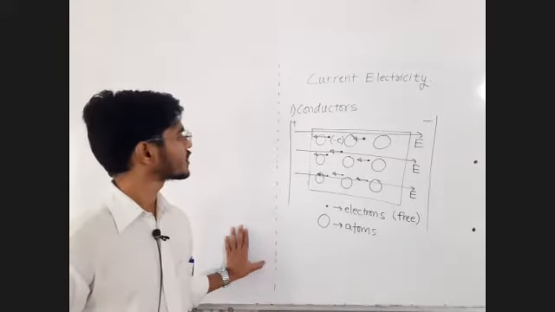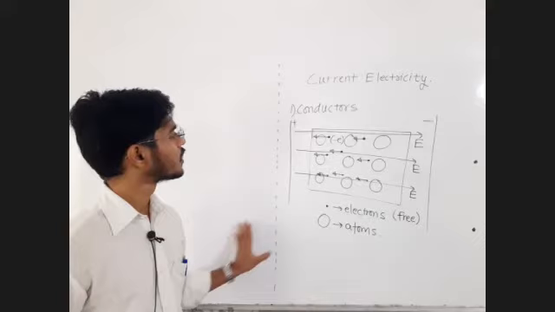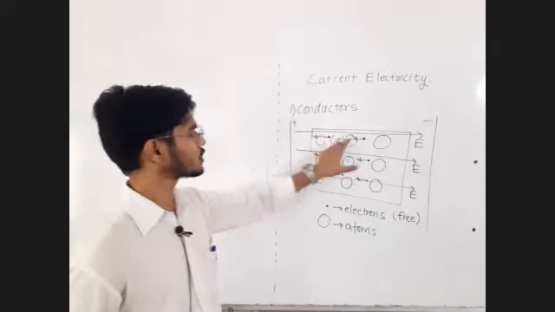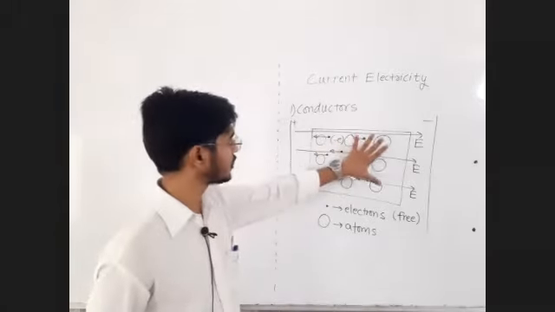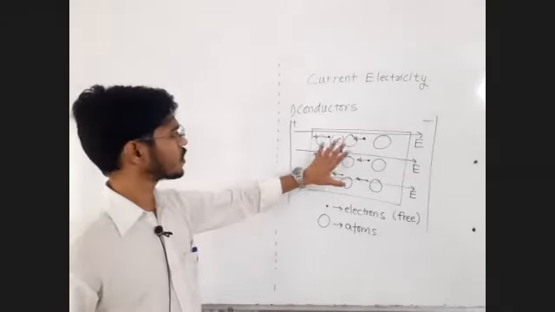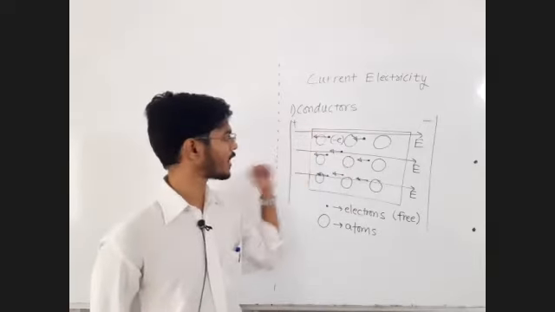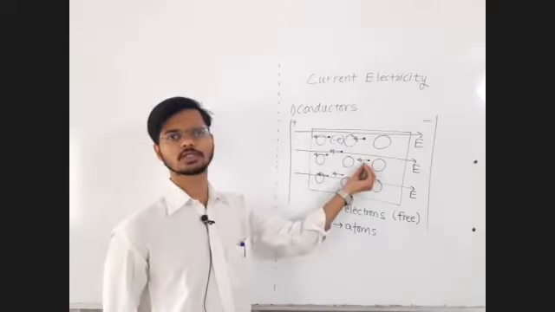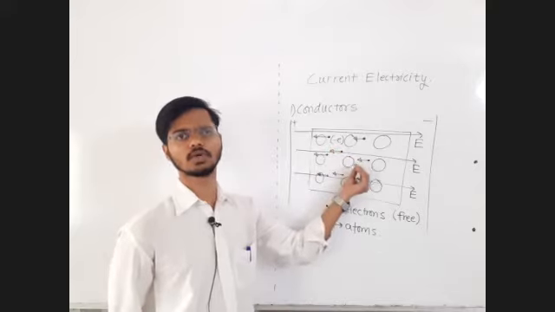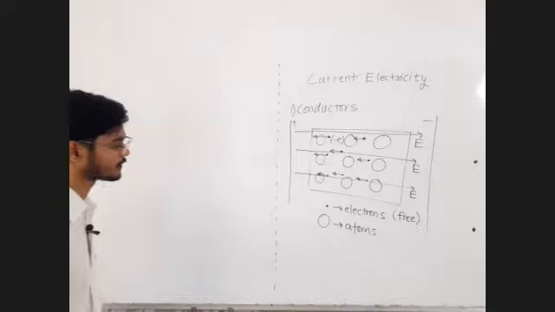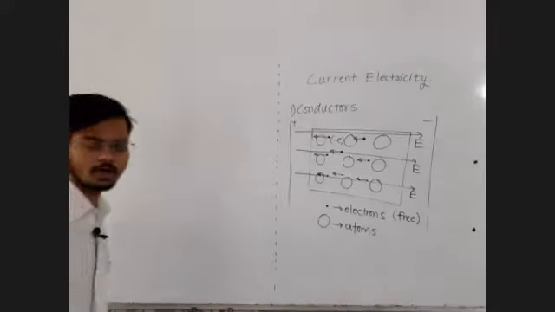So conductors are the materials in which the outer electrons are loosely bound to the atoms of the molecules. These electrons are free to move in the body of the material. These electrons are called free electrons. When an external electric field is applied, these electrons experience a force and move in a direction opposite to the electric field. Such materials are called conductors.